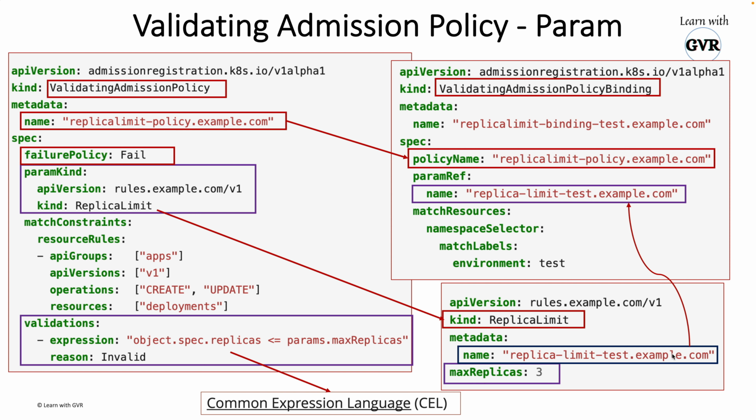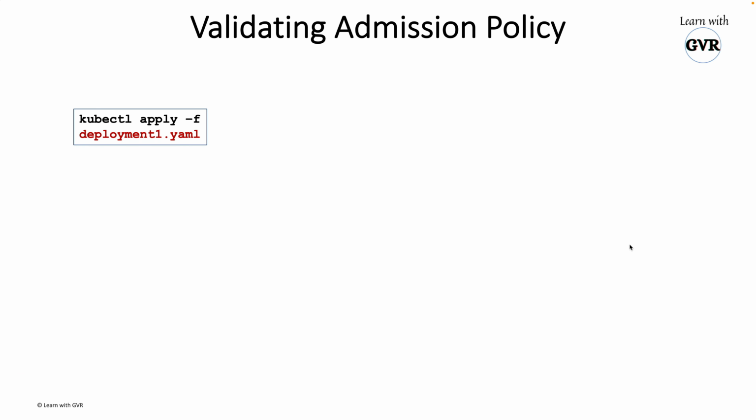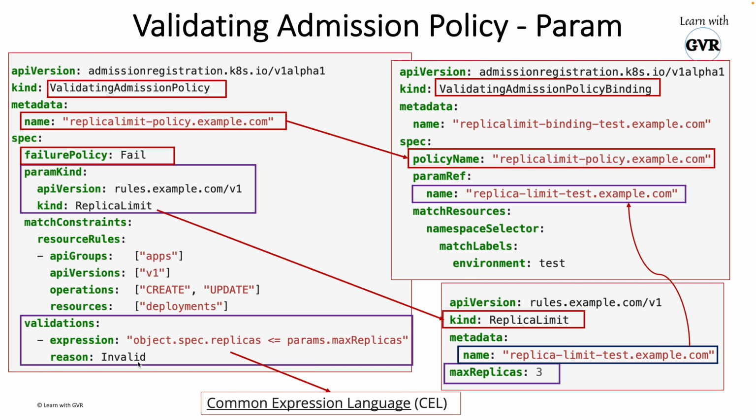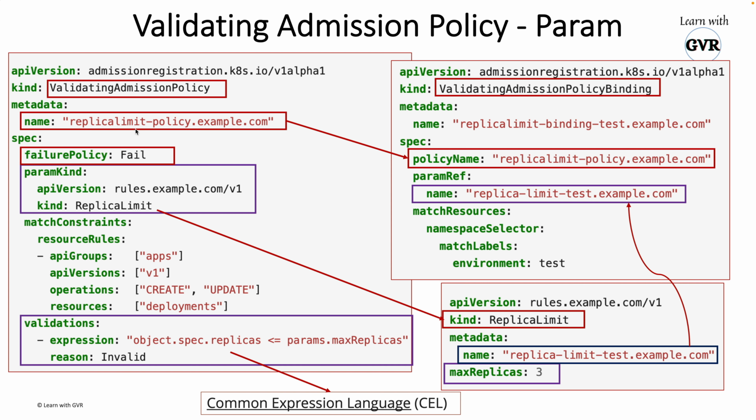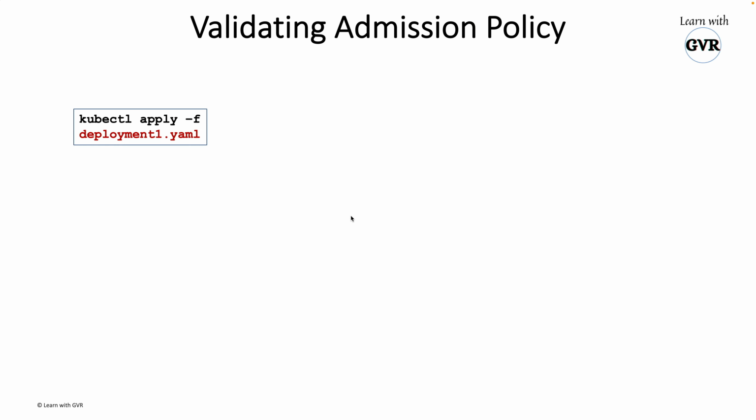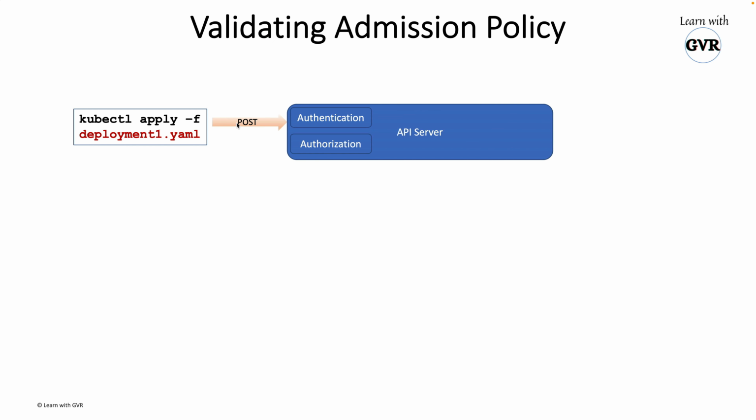So this name should be matching this one. Now, validating admission policy. Let's say you are trying to deploy a deployment which matches this criteria, and let's consider you applied this particular admission policy and policy binding. Now when you try to deploy a deployment, it's a POST request, of course. POST means it's updating, submitting.